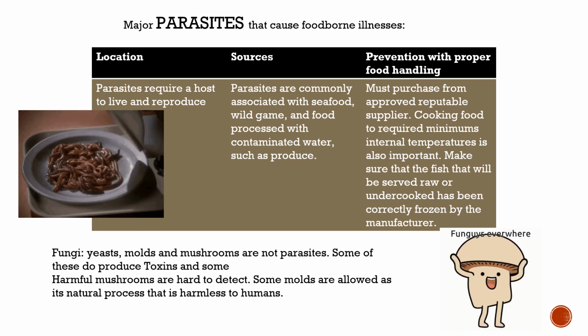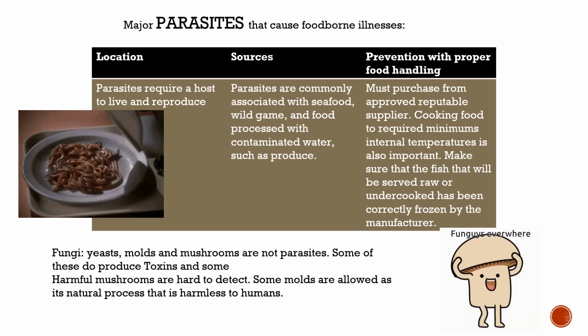Sources for parasites are commonly associated with seafood, wild game, and food processed with contaminated water, such as produce. Prevention with proper food handling: you must purchase from approved, reputable suppliers. Cooking food to required minimum internal temperatures is also important. Make sure the fish that will be served raw or undercooked has been correctly frozen by the manufacturer.